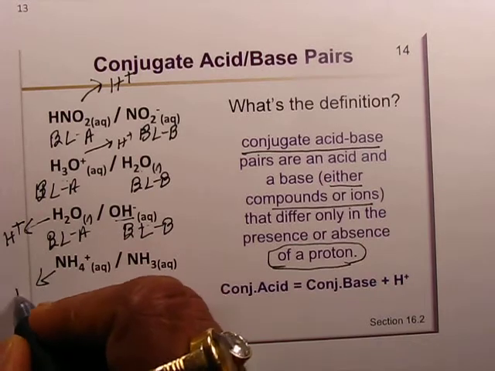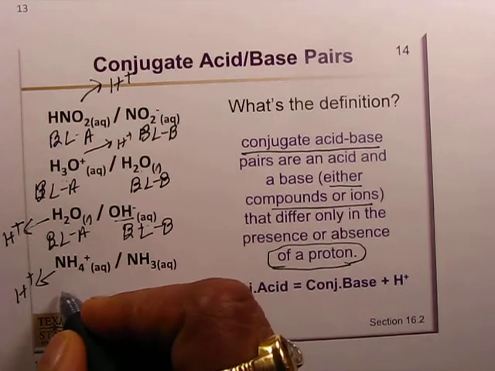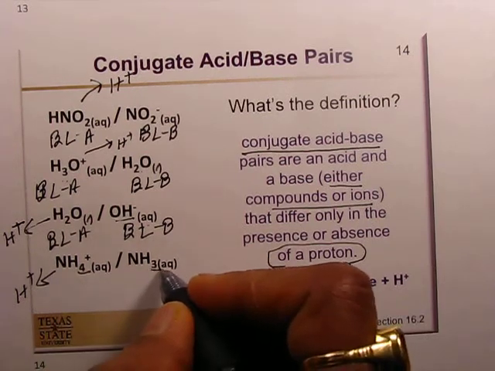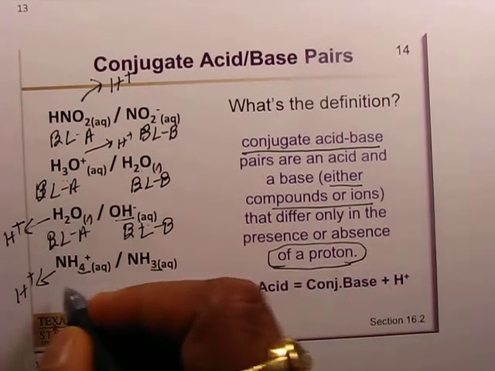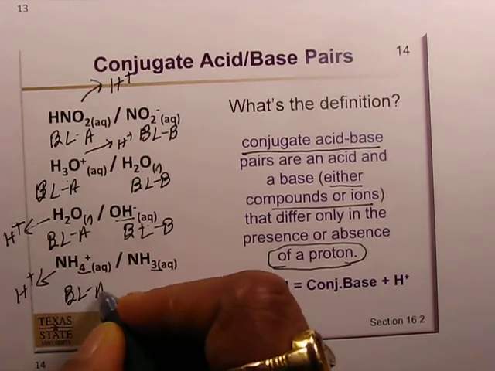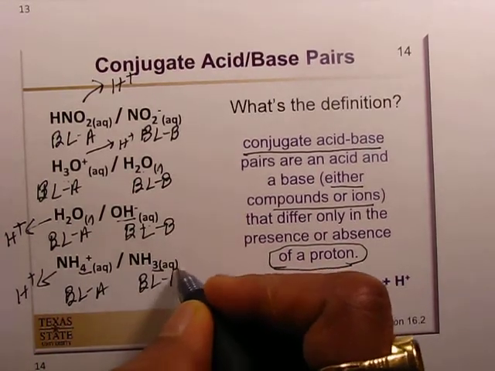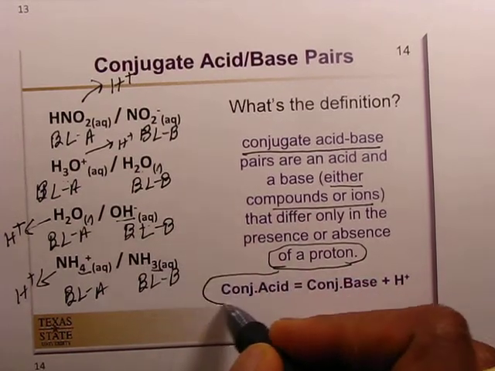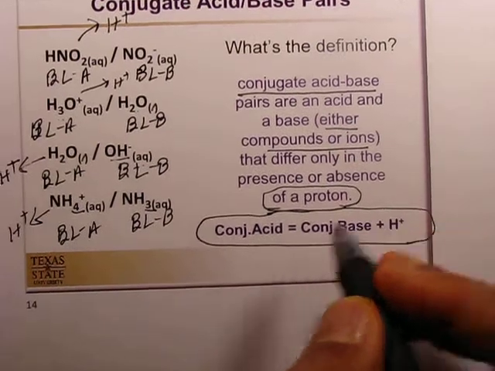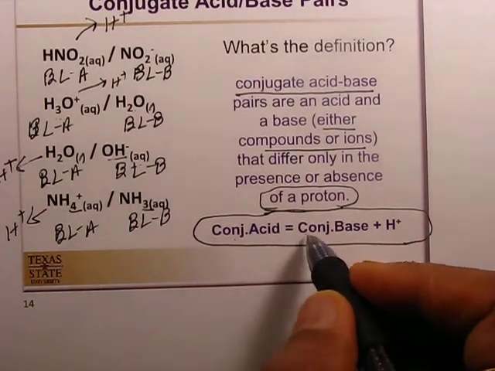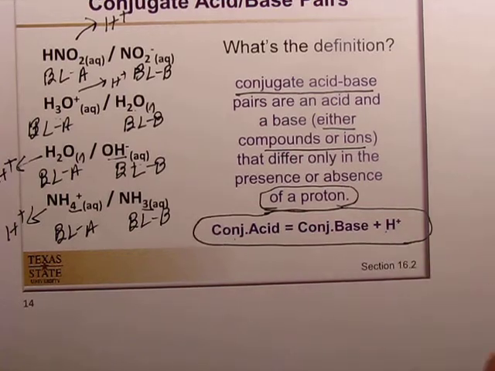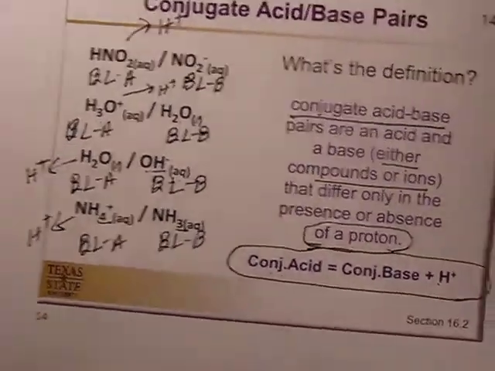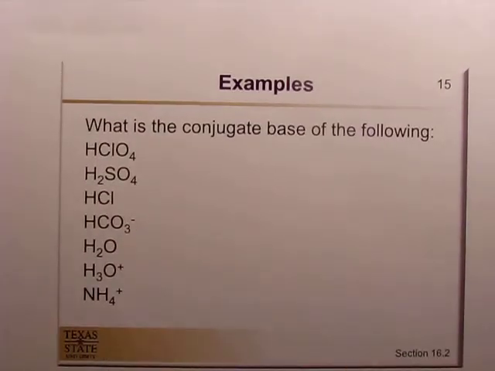Ammonium ion is donating its proton, because it has 4 protons and here it is 3, so after donation it will become NH3. So this will become a Bronsted-Lowry acid, and this will become a Bronsted-Lowry base. So these are all conjugate acid base pairs. We can summarize the definition: conjugate acid is equal to conjugate base plus hydrogen ion. So this is the way we can characterize which one is the Bronsted-Lowry acid and Bronsted-Lowry base, and how we can find them out.